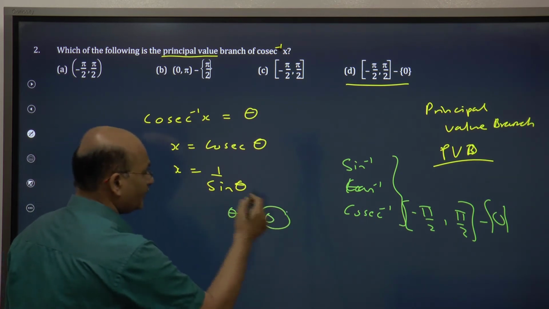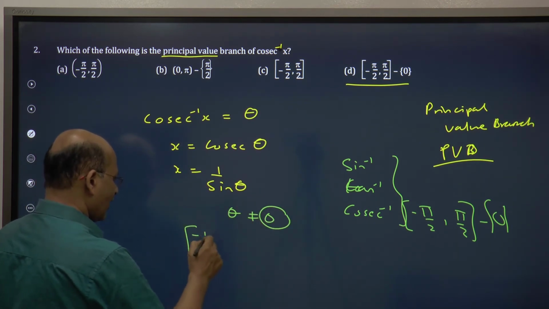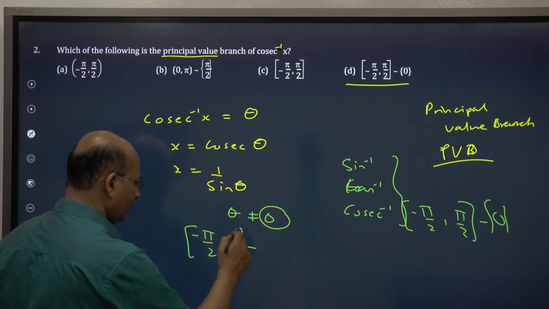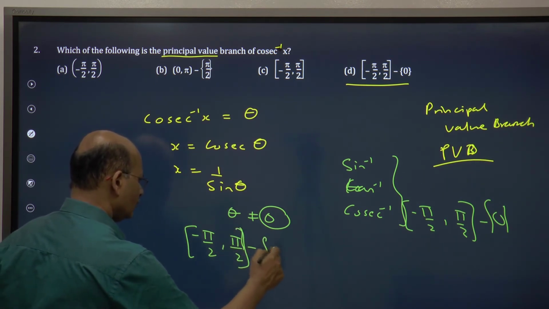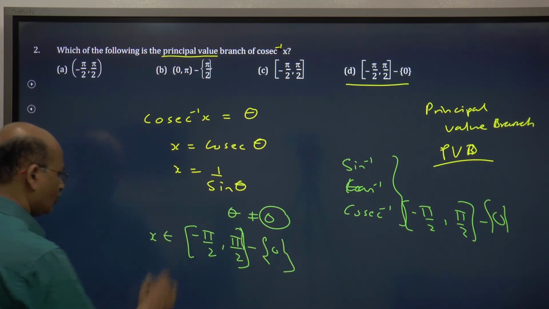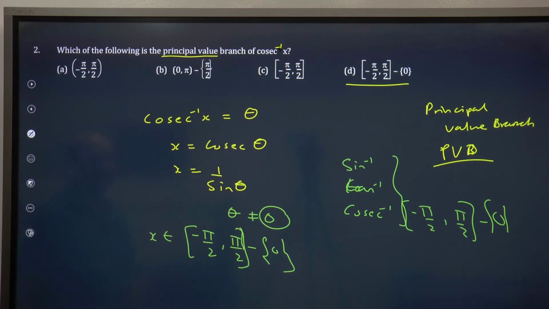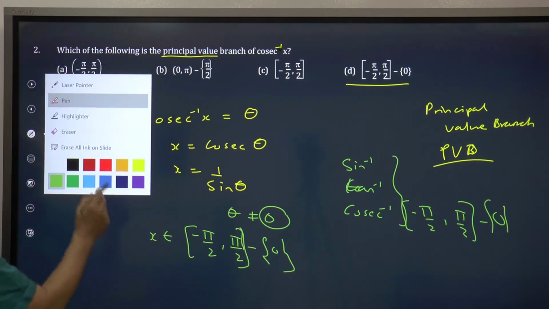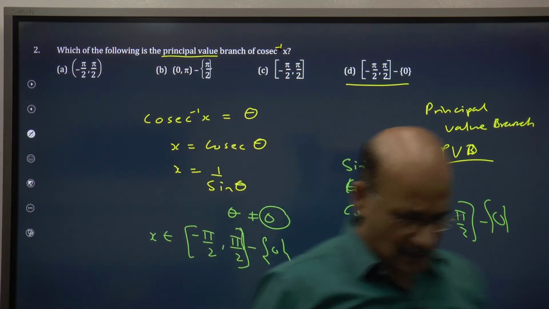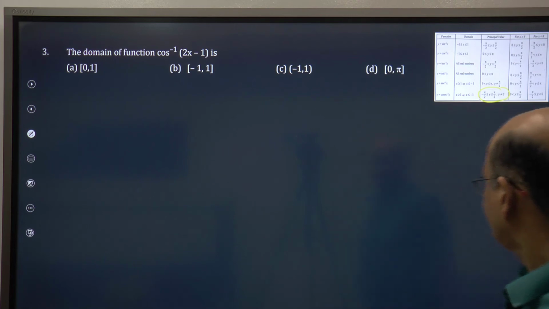So 0 cannot be part of the answer. This is minus pi by 2 to pi by 2; from here, remove 0. That will be the value x belongs to. I hope you got this point clear. The option is D, a simple way of working it out. Let us take the next question.